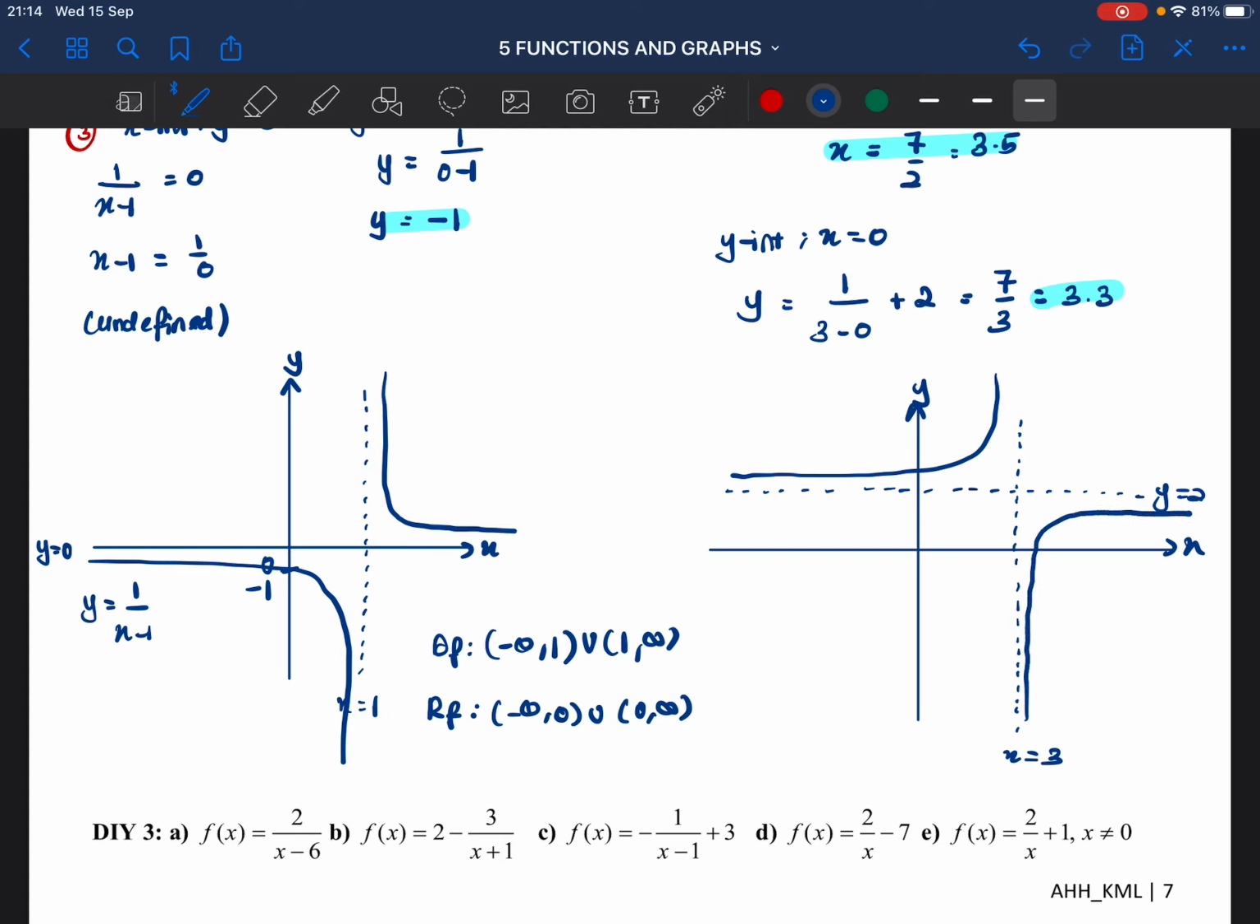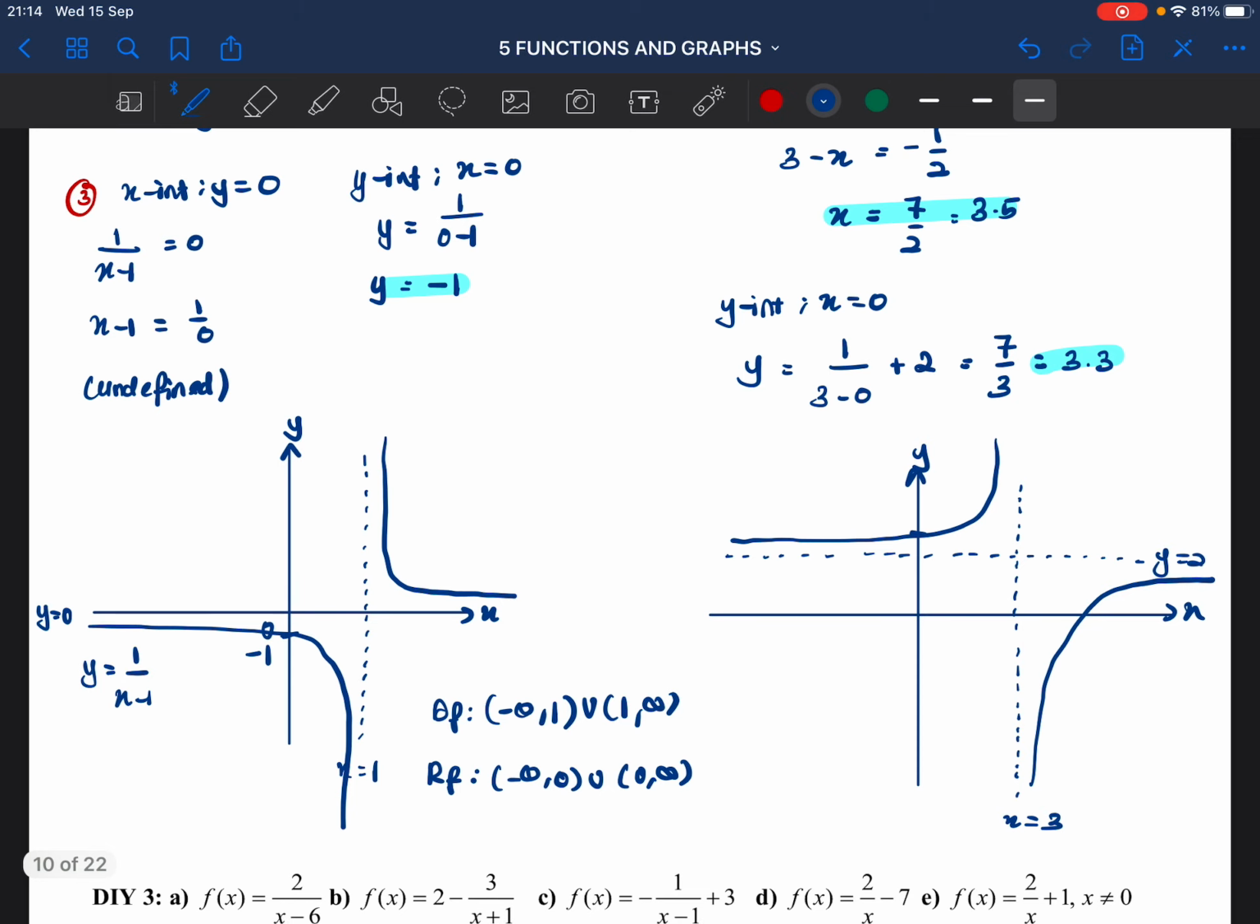Okay. And jangan lukis macam ni pula. Okay. Jangan lukis terlalu jauh. Asymptote dia mesti rapat. Okay. Jangan rapat sangat. Okay. Gegau pula. Okay. And don't forget to write your x and y intercept. So y intercept is 3.3. X intercept is 3.5.